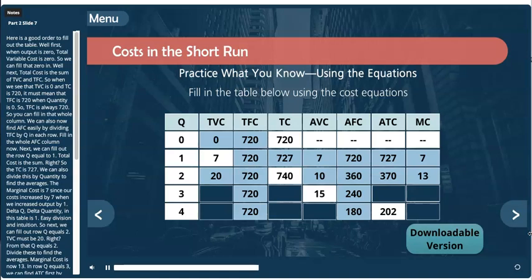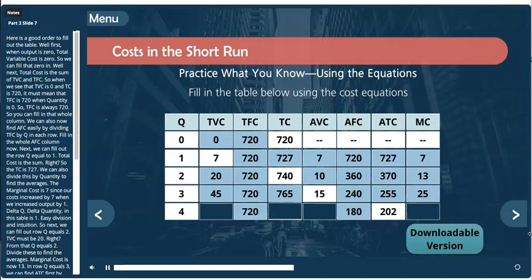In row Q equals 3, we can find a TC first by adding the TVC and the TFC. So now we get a TC of 255. Then we can multiply the averages by the quantity of 3 to get the totals. And here we can get MC of 25.